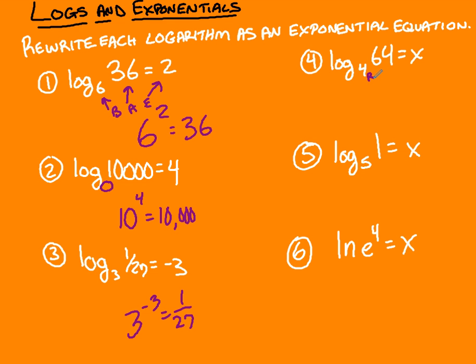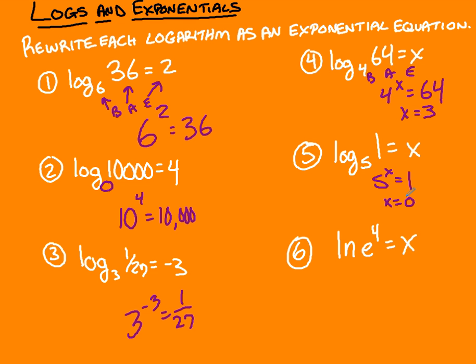So in this one, again, BAE, 4 to the x power equals 64. Well, let's figure out what x would have to be. 4 to what power gives you 64? That'd be 4 cubed. In this one, 5 to the x power equals 1. Well, 5 to what power gives you 1? Well, anything to the 0th power always gives you 1. So that's the main part to remember there. Anything to the 0th power always gives you 1.